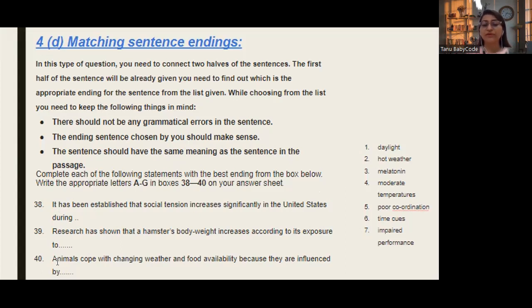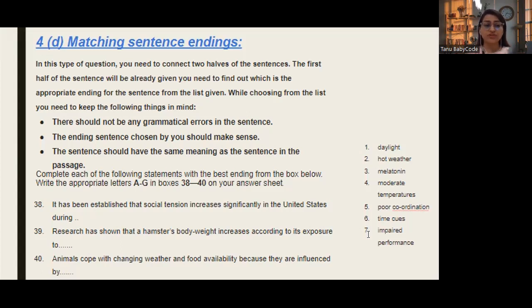Complete each of the following statements with the best ending. Now you have these questions. There are 3 questions on my screen and there are possible endings also. So how will you come to know about the possible endings? When you read the paragraph very carefully, you have to connect the 2 statements and make one statement which is grammatically correct also, which is error free also, right?